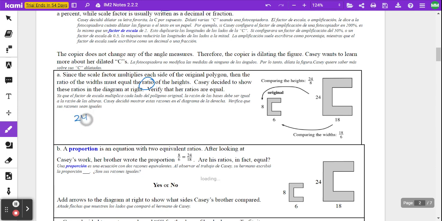Now, is 24 over 8 equal to 18 over 6? Well, both equal 3, so yes. 24 divided by 8 is 3. 18 over 6 is 3. Yes, they are equal. Yes, both ratios equal 3. Final answer.